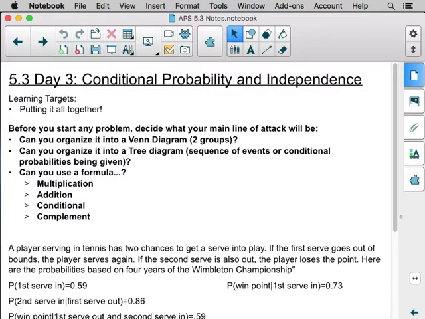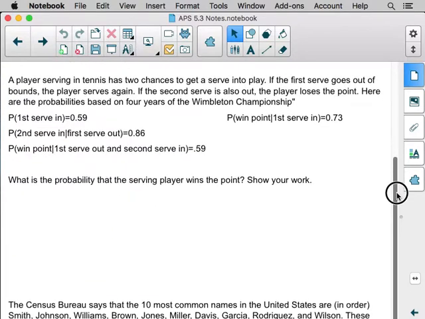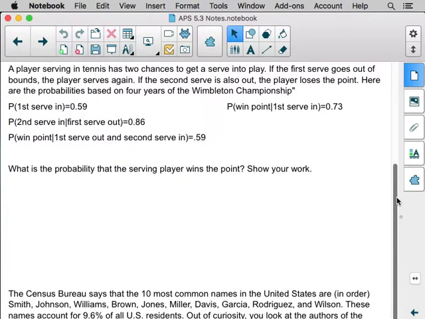There's so many different things. Sometimes you make a Venn diagram. Sometimes you make a tree diagram. Sometimes you use one of these four formulas. There's just a lot going on. Okay, so again, let's take another day, just sort through which strategies are appropriate for which types of questions.